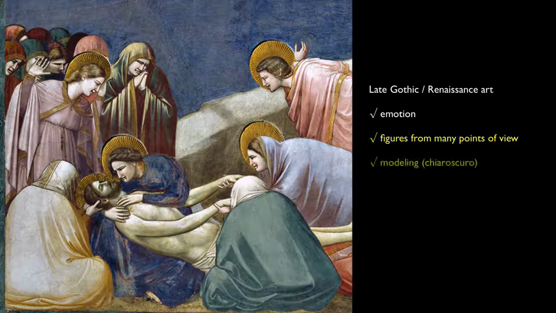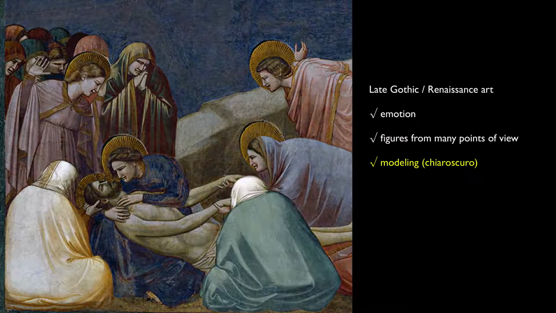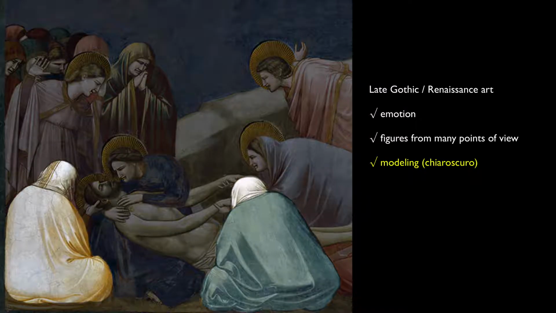By using modeling, Giotto is able to create figures who take up space. When you use the term modeling, or we could use the Italian word chiaroscuro, we're talking about the creation of an illusion on a flat surface of something that is rounded, something that takes up space. And if you look at the backs of these figures, you see how the cloth is light in certain places and shadowed in certain places. The figures seem to take up space. They have a sense of mass and volume.